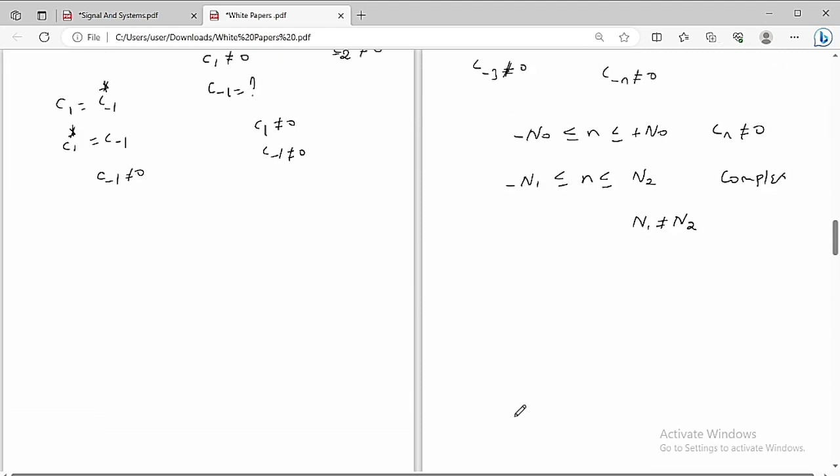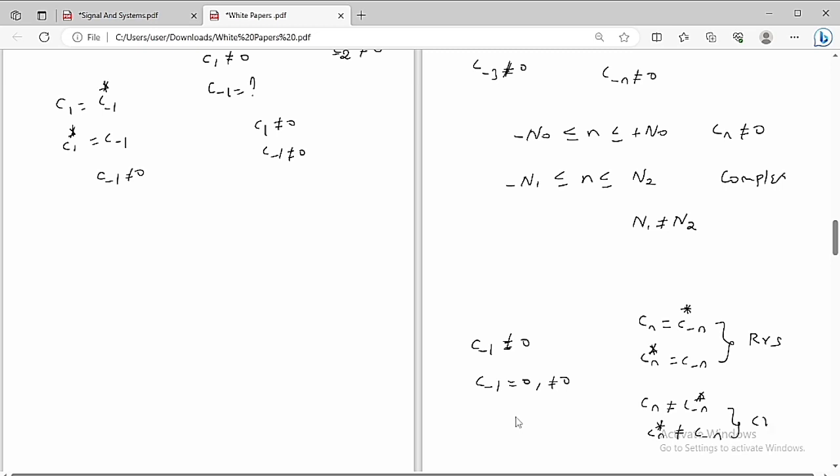So suppose for a complex value signal, if C of 1 is not equal to 0, then C of minus 1 can be equal to 0 or may not be equal to 0. It can be or it may not be. We don't know. That is the reason I already told you C of n is equal to C of minus n conjugate. So this concept is only for the real value signal. And C of n is not equal to C of minus n conjugate for the complex value signal.